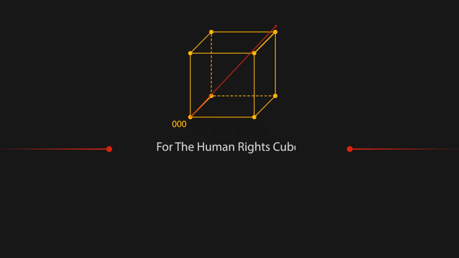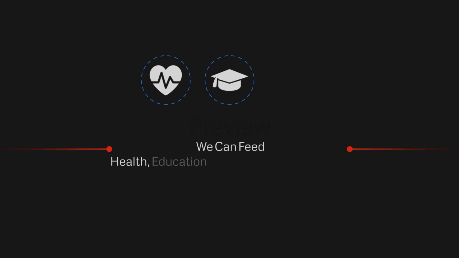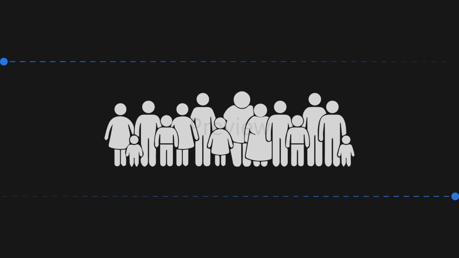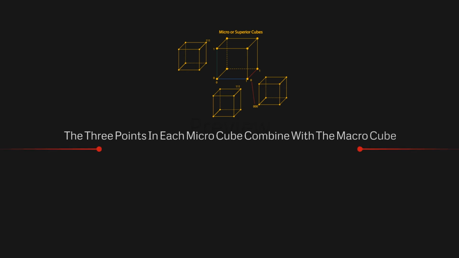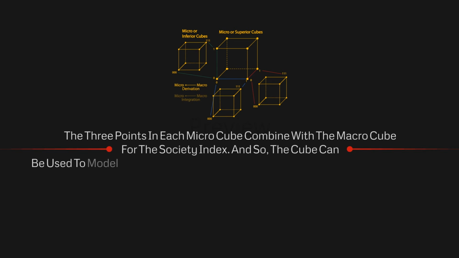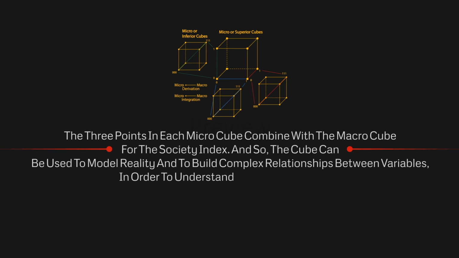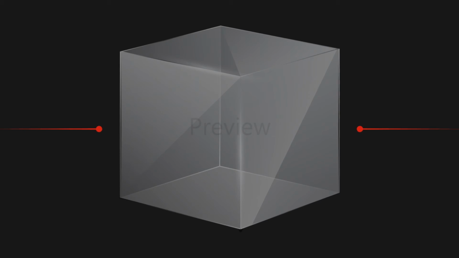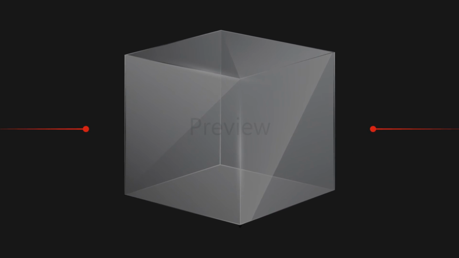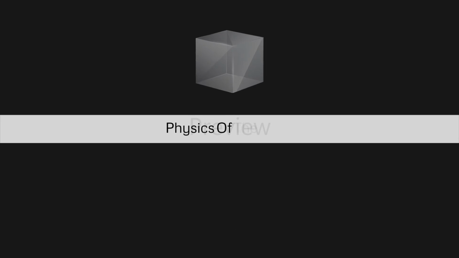For the human rights cube, we can feed health, education, and occupational indexes to measure the well-being of a society. The three points in each microcube combine with the macro cube for the society index. And so, the cube can be used to model reality and build complex relationships between variables in order to understand the world around us. With this understanding of reality and the ability to go deeper and deeper, uCube can be the basis of a very successful consulting practice. Physics of the cube.